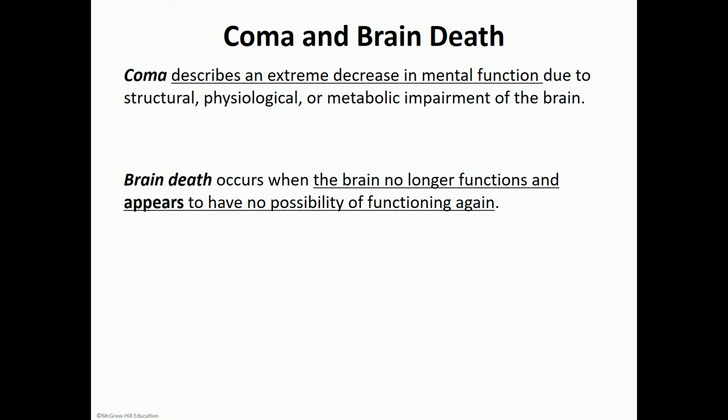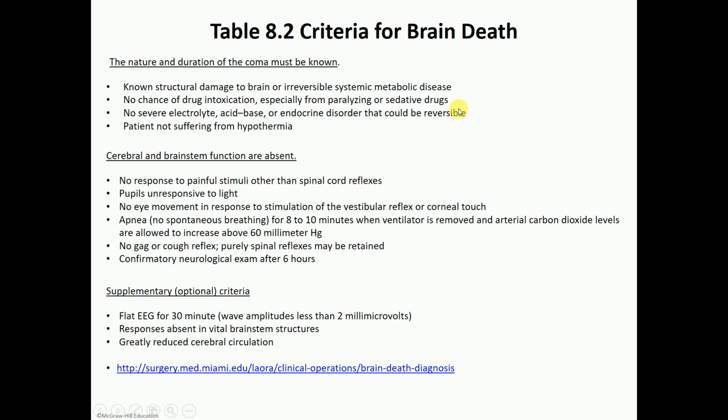Because if there is a possibility, that means that the patient is treatable and you need to treat the patient. So here are some criteria for brain death. I'm not going to go over all of them. I'm just going to touch on the important ones. And there's a little link over here that you can go to, and it gives you a more detailed breakdown of how many criteria you need and so on.